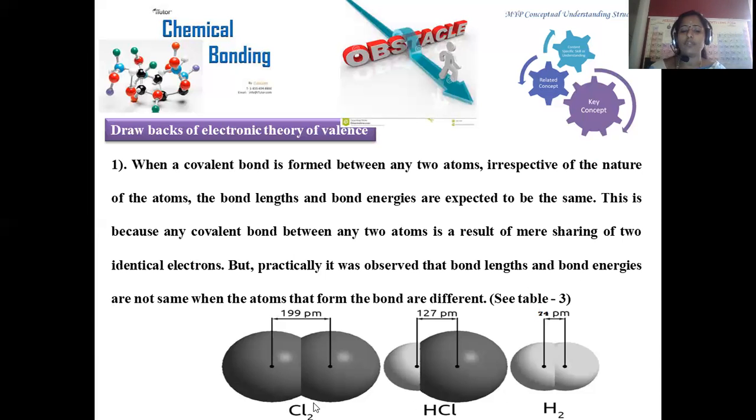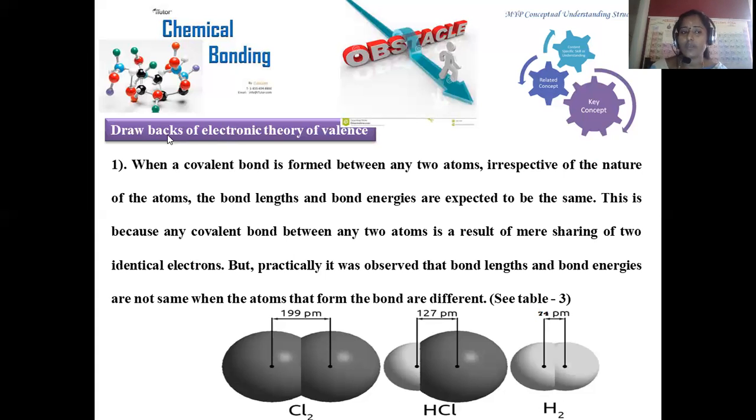If you take the compound of chlorine, if two chlorine atoms combine, then 199 picometers will be the bond length between these two. But the same chlorine, when combined with hydrogen, the bond length varies, that is 127. Hydrogen in combination with another hydrogen is only 74 picometers. In this manner, you can't get the same bond length if we are changing the individual elements.